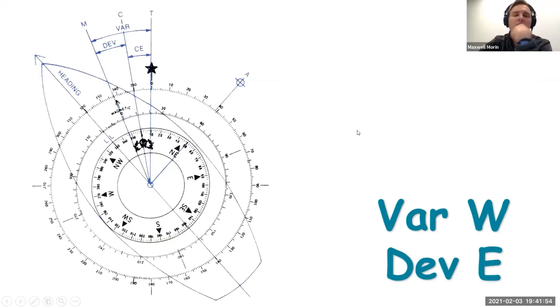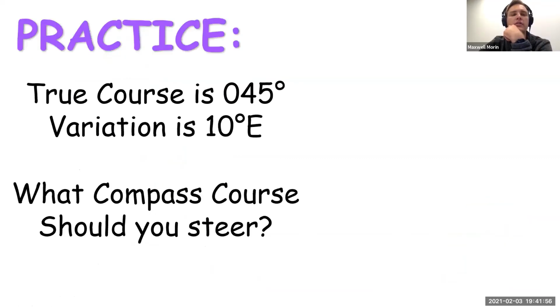Okay. Are we going to do practice problems to understand this more? Here's our practice problem. Okay. Practice problem. We are on a true course of 045. Our variation is 10 degrees east. What compass course should we steer?